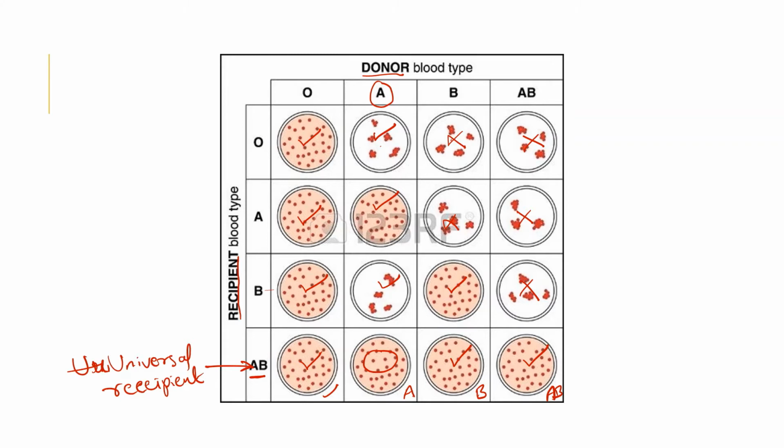Whereas a recipient of blood group O can get blood only from O, but a donor of blood group O can donate to O, A, B as well as AB. That's why a donor of blood group O is known as the universal donor. Now why is it that? Let's see.